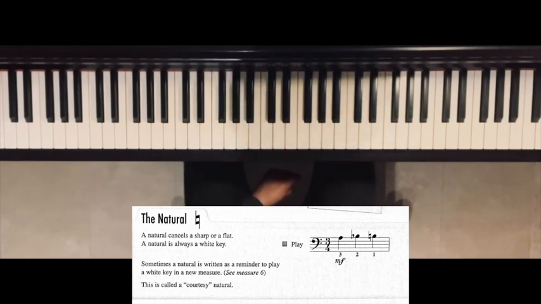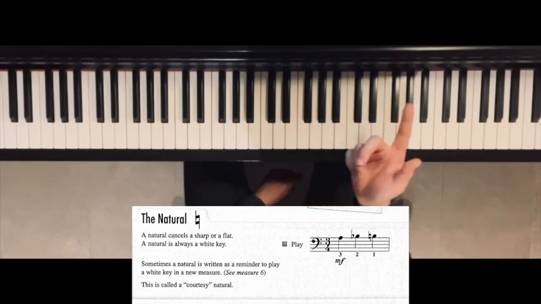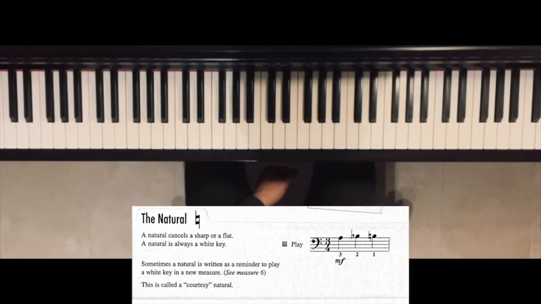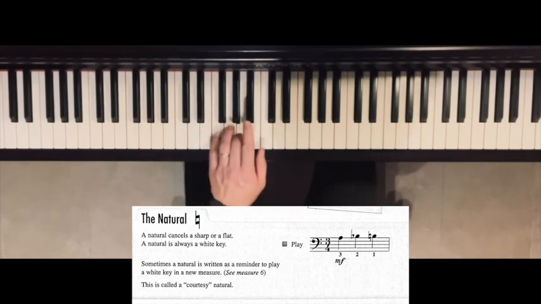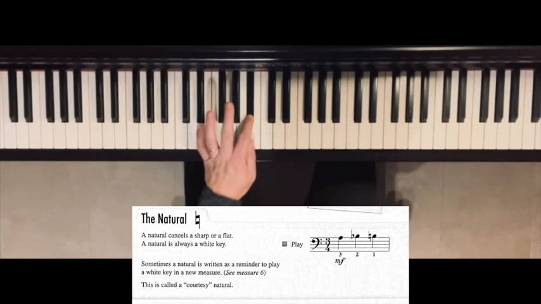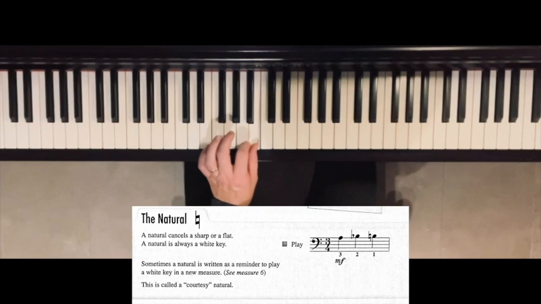As we see in the example at the top of the page, you have an A, then a flatted B or a B flat, and the very next note is also a B, and they put a natural there so that you would play B natural. Here's the A, and then we have the B flat, and they wrote the natural sign, so instead of B flat, you're going to play B natural.